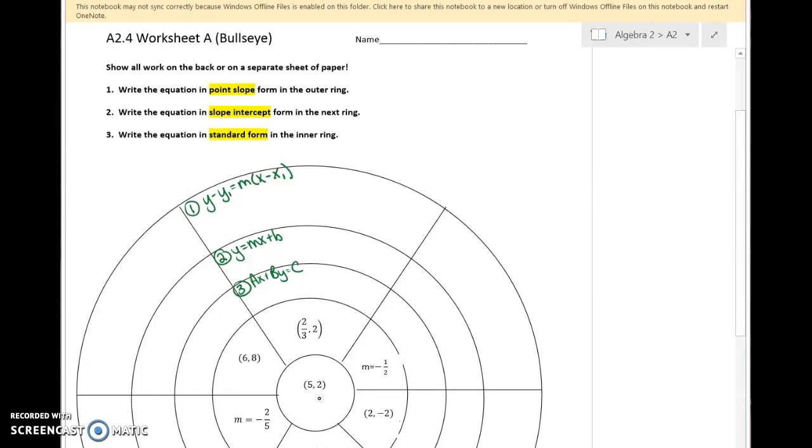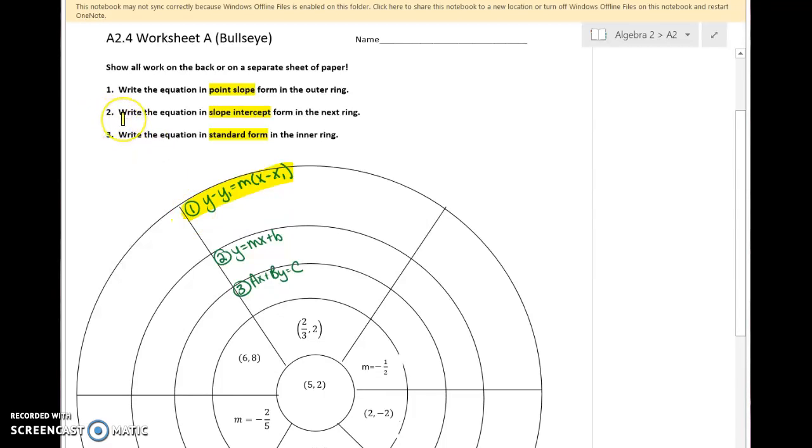The first part is using the center circle and the inner ring. We need to write the equation in point-slope form in the outer ring. So you might want to jot down number 1 goes in the outer ring, and there's point-slope form. So get that written in on your paper.